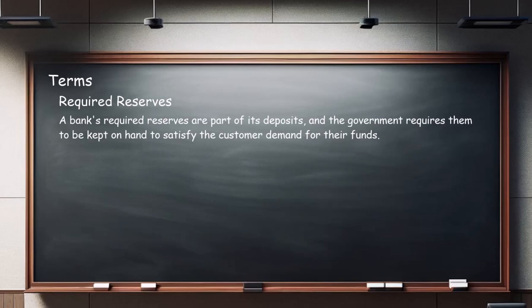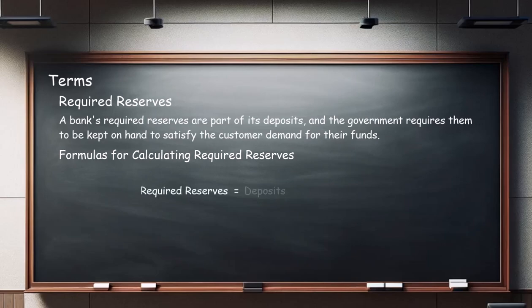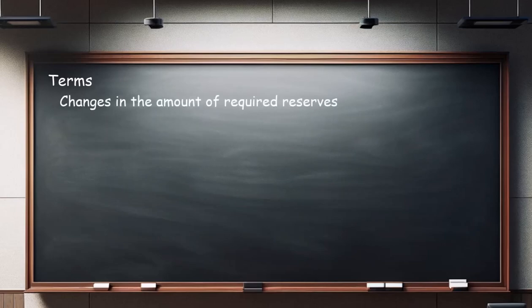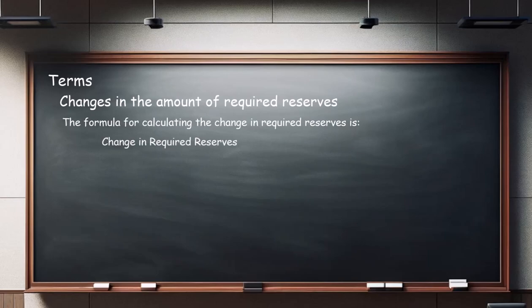If the bank already has reserves, the formula for calculating the required reserves is required reserves equal deposits times reserve ratio. Sometimes a problem statement will ask about finding the change in the amount of reserves held by the bank. The change in required reserve uses the same basic formula with a slight difference in presentation. The formula becomes change in required reserves equal change in deposits times reserve ratio.